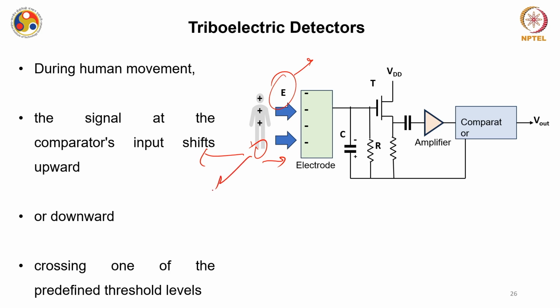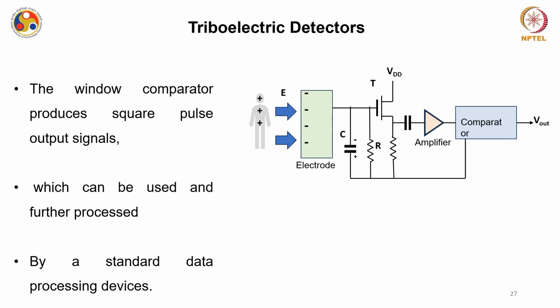He can move at some angles also. It is perfectly fine. Now when this amplified signal is coming here, it is compared with two thresholds. If a predefined threshold is crossed, the sensor will signal that an intruder has been found.